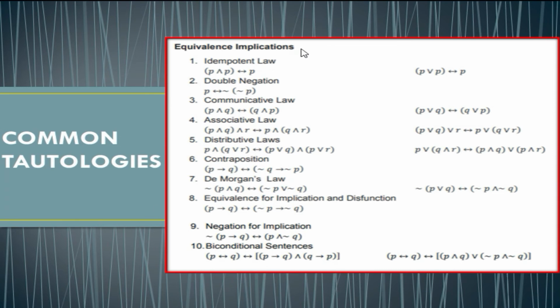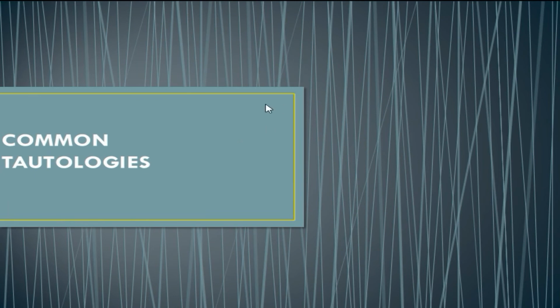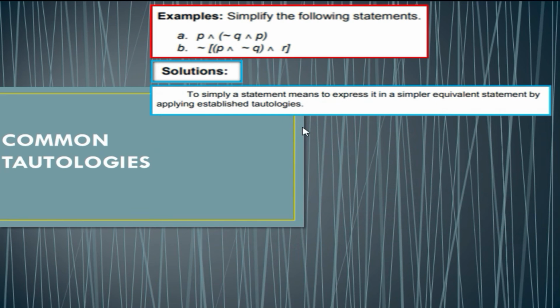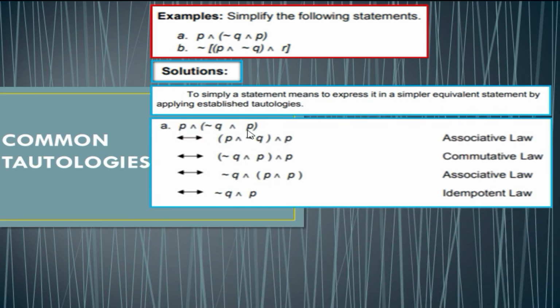So next we have some examples. The first one is P and (not Q and P). To simplify a statement means to express it in a simpler equivalent statement by applying established tautologies like this. In letter A, we have P and (not Q and P). This means if and only if (P and not Q) and P.